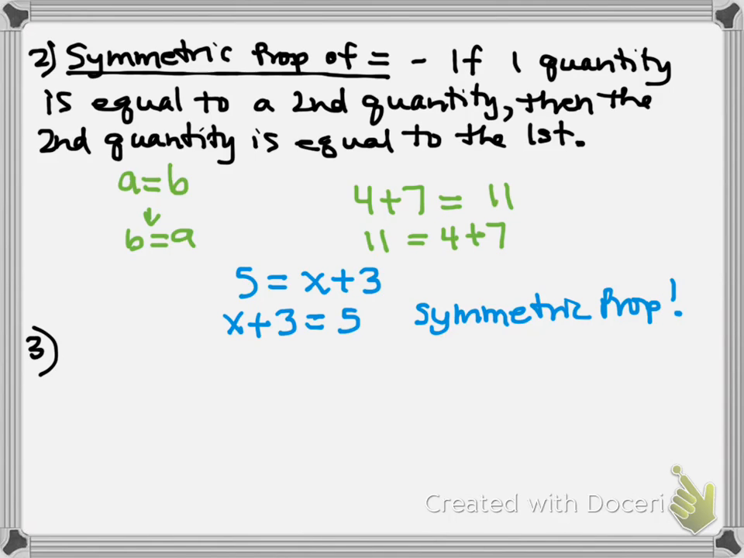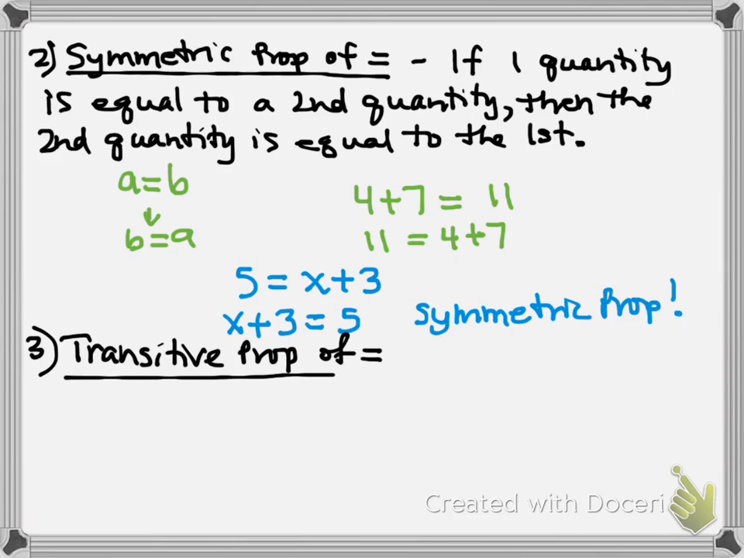Okay, the next one doesn't show up too much in our class. It shows up a ton in geometry class, and that's the transitive property of equality. It's going to sound like a bunch of gobbledygook, so I'm just going to do it with the algebra. If A equals B and B equals C, what can we conclude?